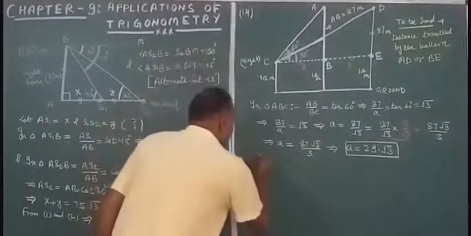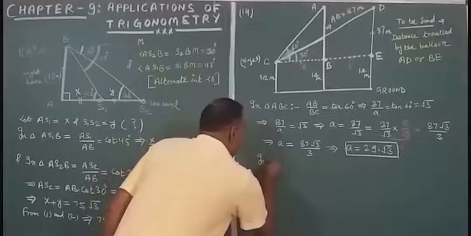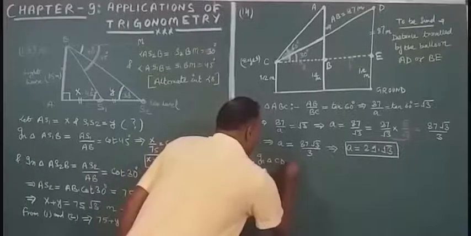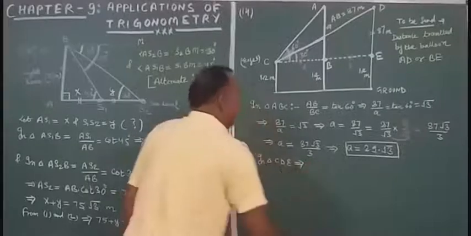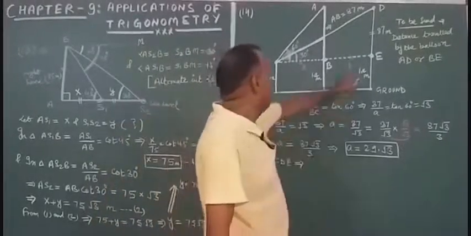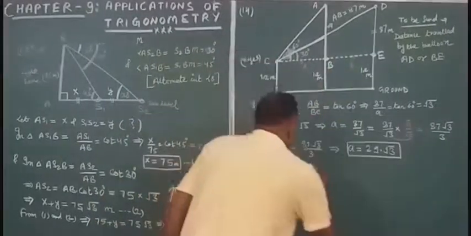Now just look in the triangle CDE. In triangle CDE, just look here. This DE upon CE.